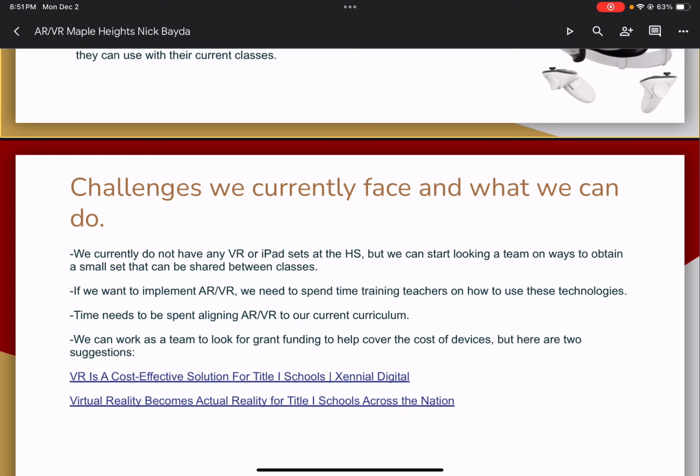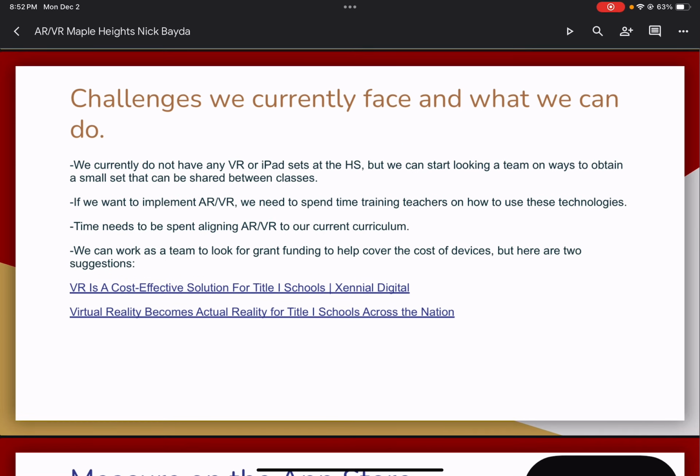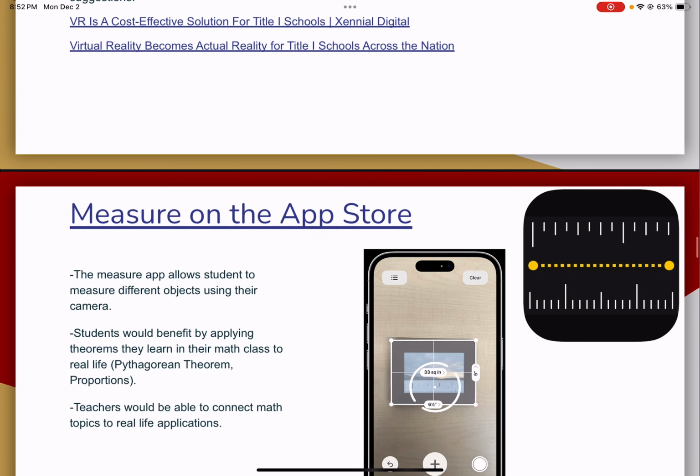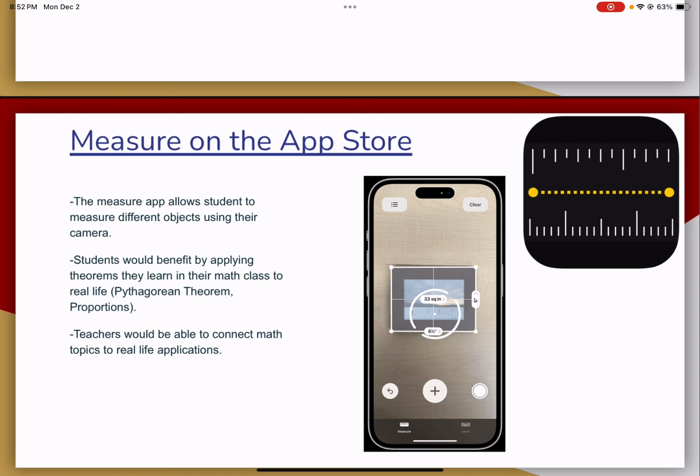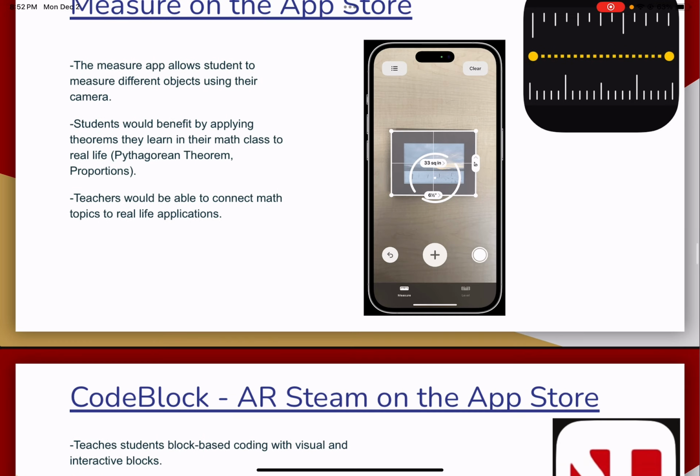But I do think our team at Maple can work together in finding some grant funding to help cover the costs of these technologies as well, as I linked a couple options we have. After that, I wanted to discuss some of the different apps I found. So for augmented reality, Measure was a great one I think we could immediately use, as it lets students measure different objects, which could directly relate to what we do in our geometry classes with Pythagorean theorem and proportions.